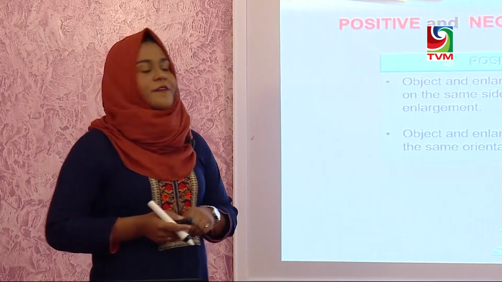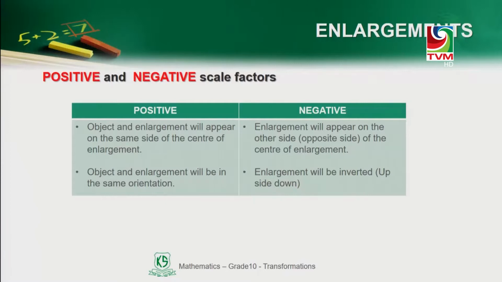Now let's see the difference between positive and negative scale factors. Here also many students think that a negative scale factor means the size of the object is going to get smaller. That is not what is happening here. Negative doesn't mean the object will get smaller. If you have a positive scale factor, then object and enlargement will appear on the same side of the center of enlargement. So from the center of enlargement, your object and image will be on the same side.